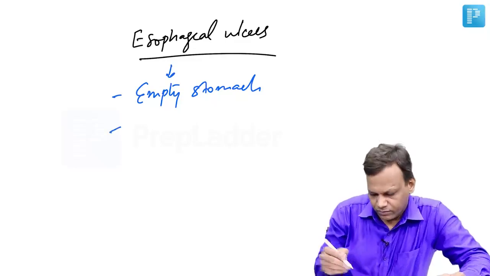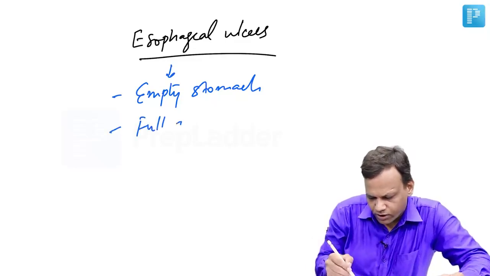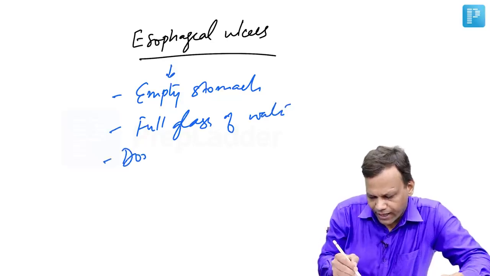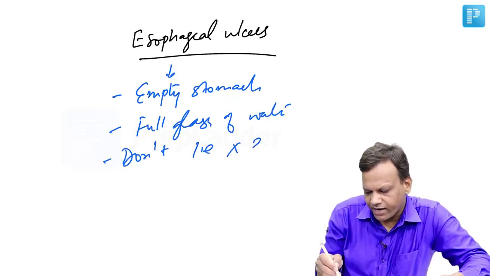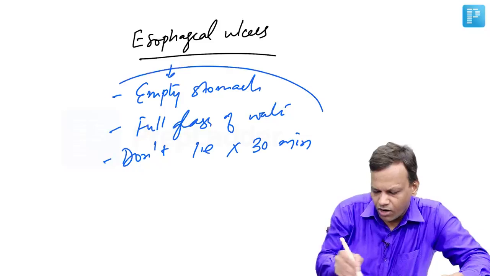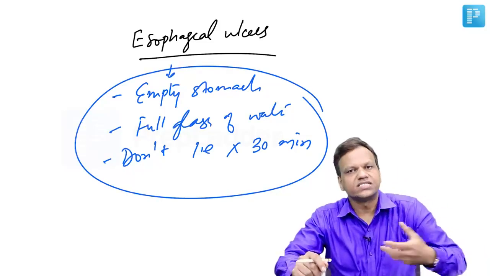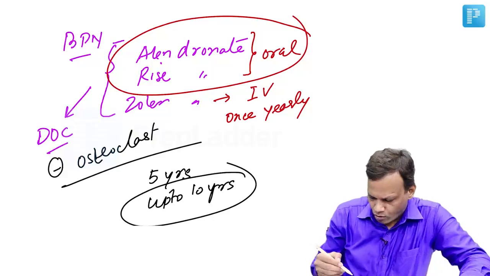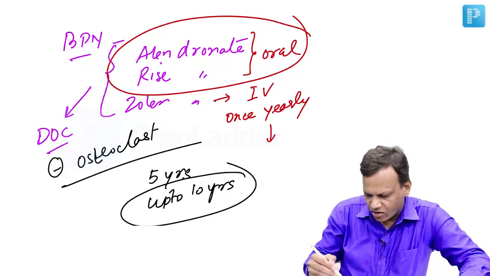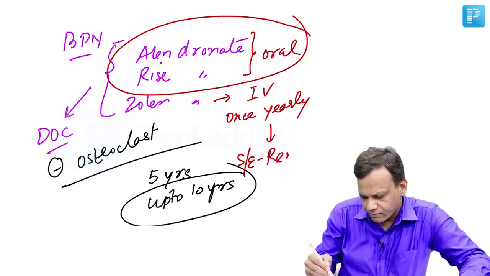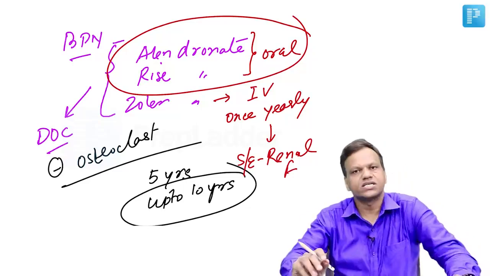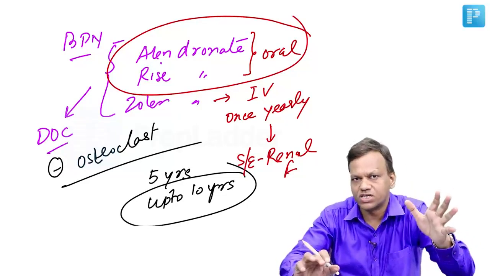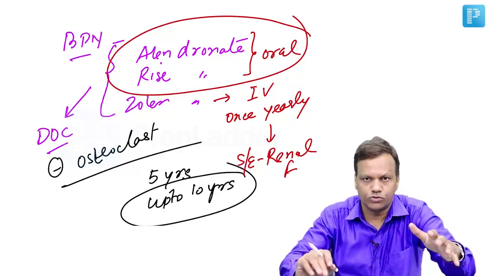Second, take with a full glass of water to dilute them. And third, do not lie down for a minimum of half an hour after taking the drug. These are all to prevent esophageal ulcers due to regurgitation. Now, the bisphosphonate zoledronate, which is given IV, has the side effect of causing renal failure. Zoledronate can cause renal failure. Bisphosphonates are the drug of choice for every type of osteoporosis, even post-menopausal osteoporosis.